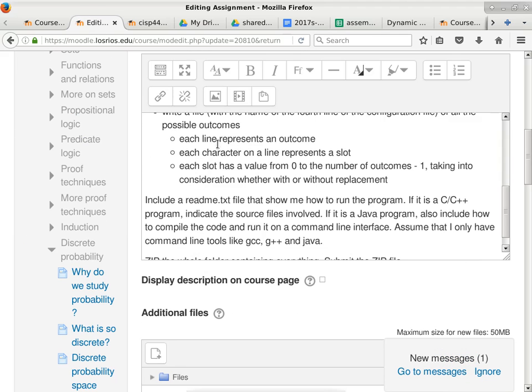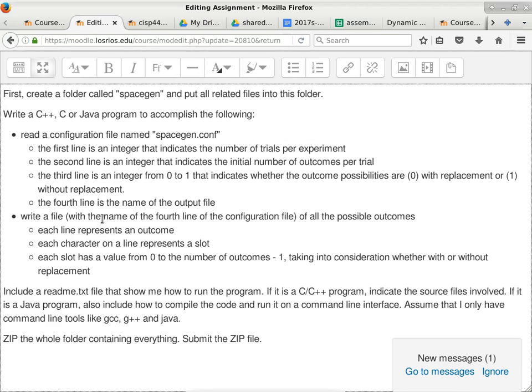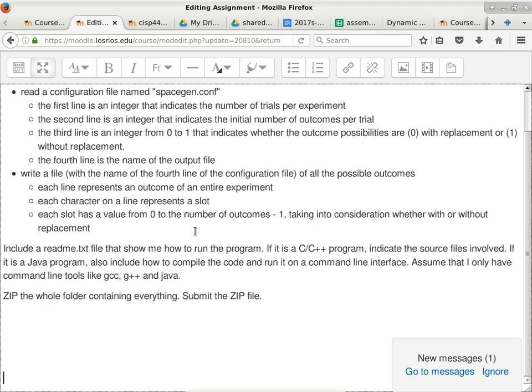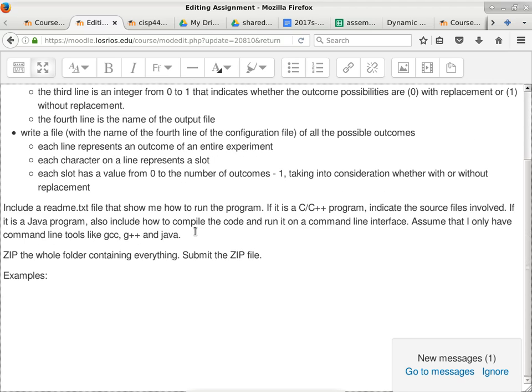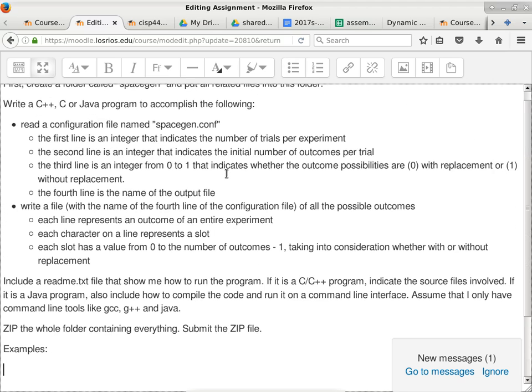And I'll give you a sample too. So I'm not going to get out of the edit mode just yet because I'm going to give you a sample. So a sample represents an outcome of an entire experiment. Okay, all right. So let me give you examples. The configuration file says, okay, let me read my own documentation here. Number of trials, number of outcomes.